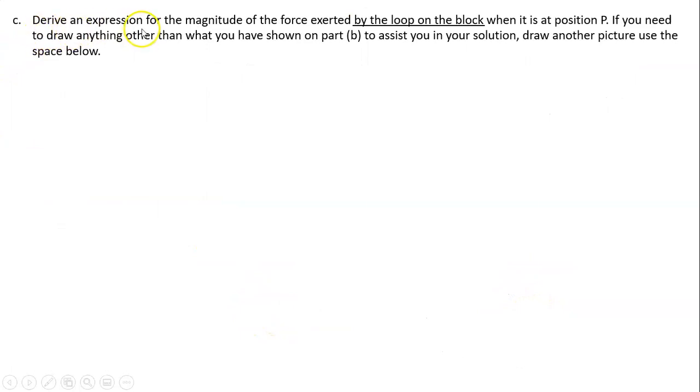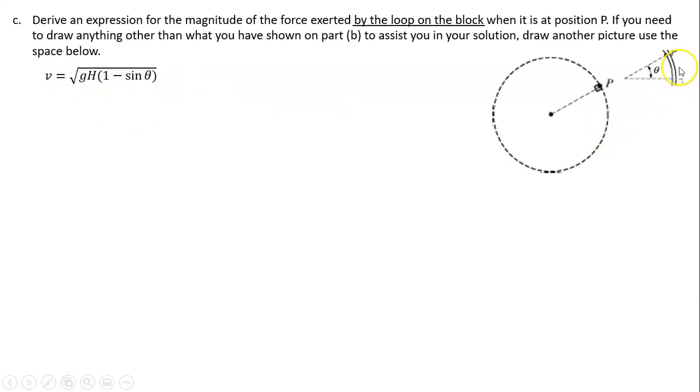Part C. Derive an expression for the magnitude of the force exerted by the hoop on the block. That is the normal force when it is at position P. If you need to draw anything other than what you have shown in Part B to assist you in your solution, draw another picture. Basically we have to find n. What do we know? We know the speed at that point. So let's go back and take a look at the picture. This is the horizontal, this is theta. We know there are two forces acting on it, normal force and mg.